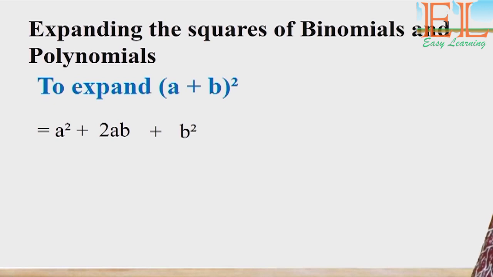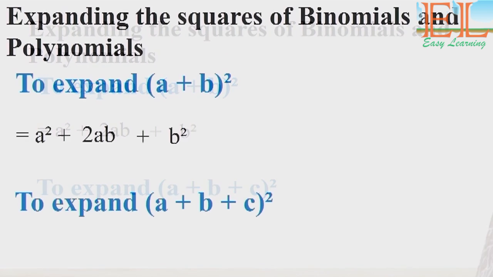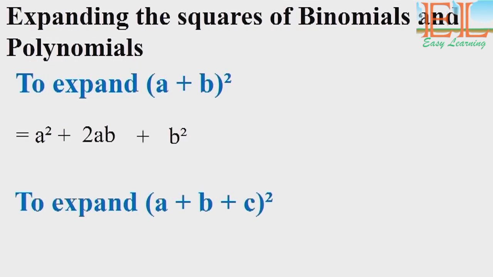Similarly, I can do that for a trinomial. So if I have a plus b plus c all squared, all I do is take the first term, square it. That will give me a squared. The second term is b. I square it. That also gives me b squared. The third term is c. c squared is c squared.